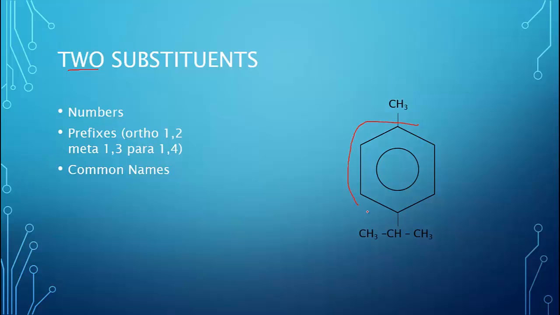We identify our parent chain, then we identify our substituents. Here, the correct naming would be 1-isopropyl 4-methylbenzene. We use alphabetical order. I is before M, so it's 1, 2, 3, and 4. 1-isopropyl 4-methyl. When we want to use prefixes, the prefixes are for determined positions of the substituents around the benzene.